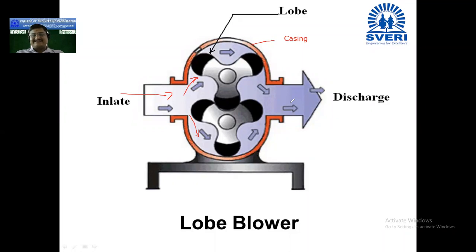And here you can see that the air is pressurized due to these lobes, and that highly pressurized air is taken outside. The air coming from the lobe compressor has more pressure than the vacuum, because in this lobe compressor air is moved, transferred, and transported with very high velocity.